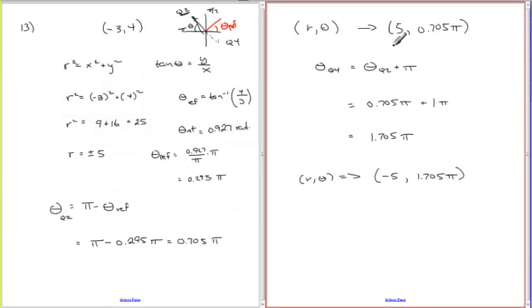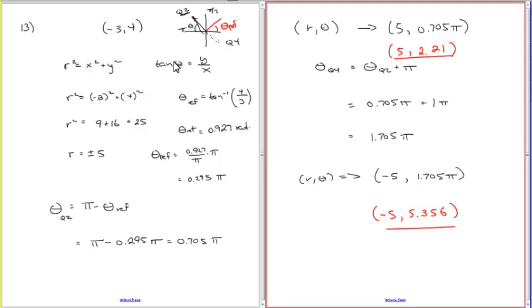Okay, so I've checked the answer, and you probably realize there's a difference, but the only difference is that they've multiplied out. So if you take 0.705 times pi, you get 2.21 radians. And likewise here you get negative 5. If you take 1.705 times pi, you get 5.356. So those are the answers that are in your book.